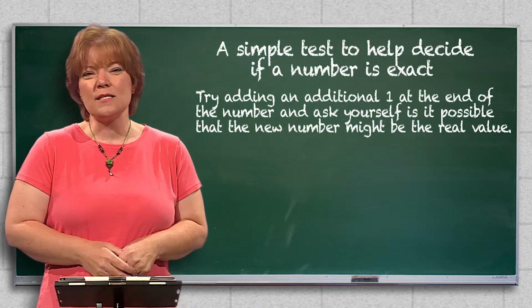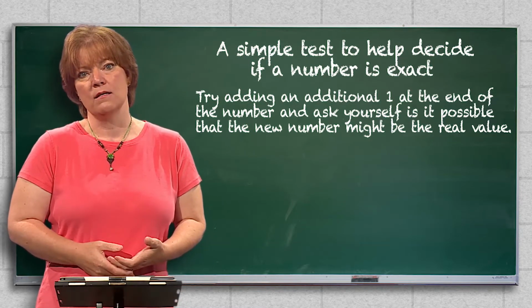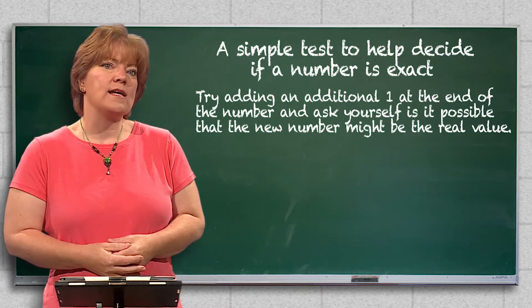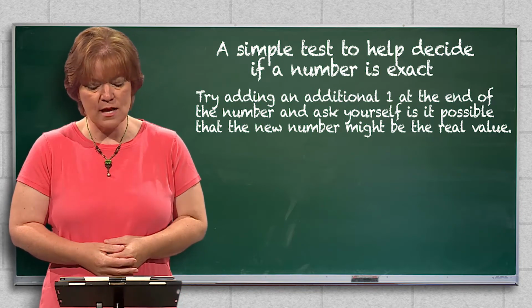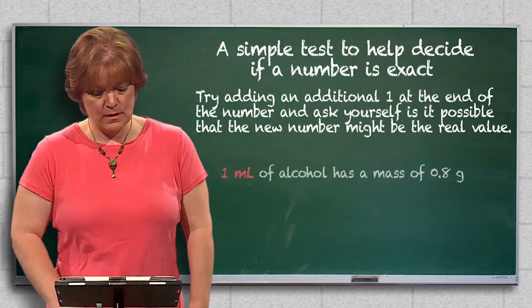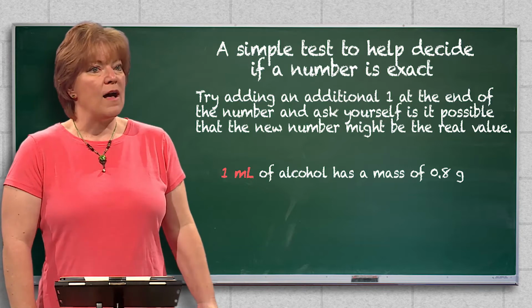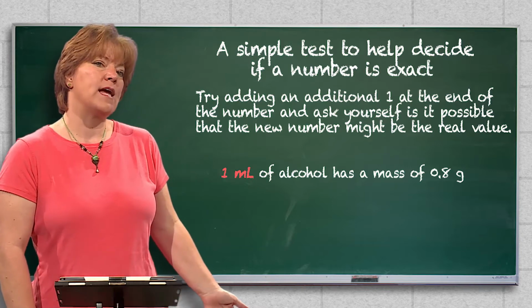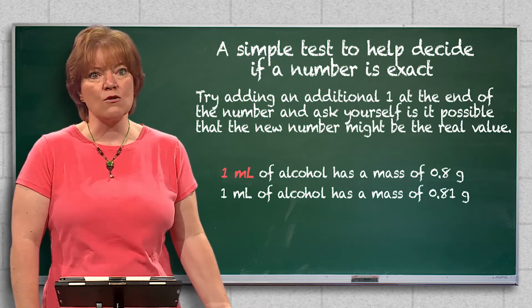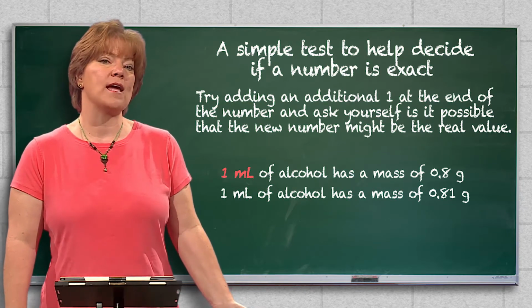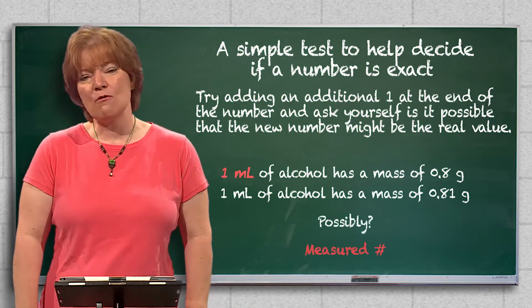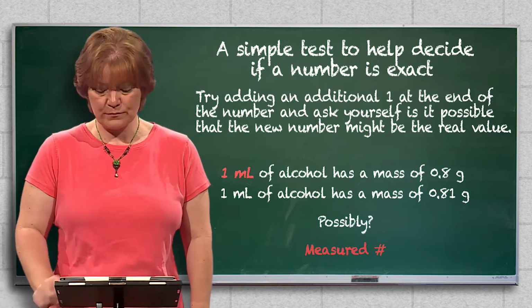So here's a simple test that can help you decide if a number is exact or not. Try adding an additional 1 at the end of the number and ask yourself, is it possible that the new number might be the true value of that number? For instance, 1 milliliter of alcohol has a mass of 0.8 grams. We could ask ourselves, what about 1 milliliter of alcohol has a mass of 0.81 grams? That might be possible. So that would be an example of a measured number.